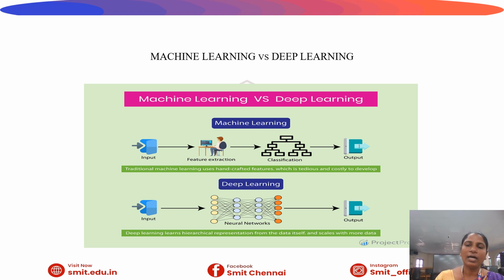Simple concept: if our data set is in the form of structured data, we will prefer machine learning. If our data set is in the form of unstructured data, then we'll go for the deep learning model.